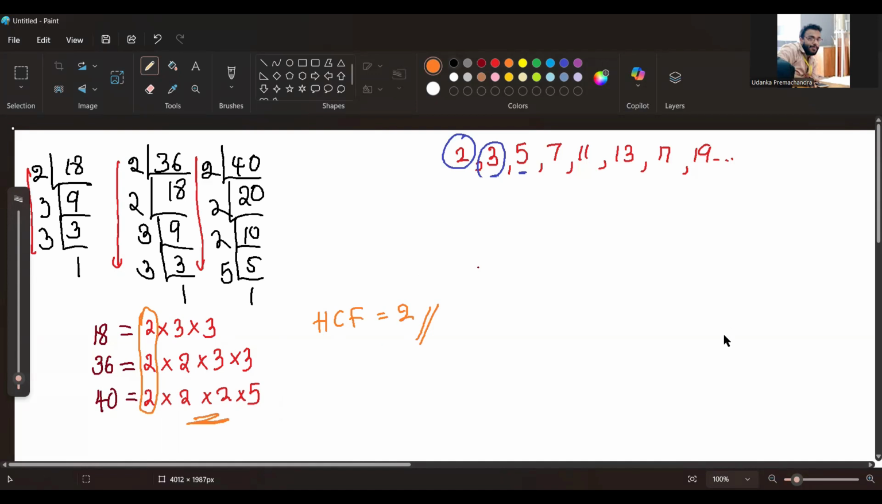Okay, I will give another example for you. Try to get the highest common factor for 18 and 24 and 36. Can you find the highest common factor of these three? Yes, sir. Okay, try 18, 24, and 36.